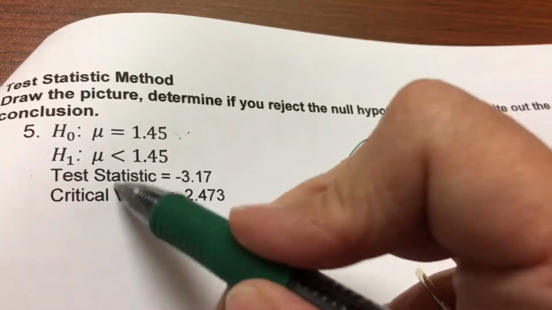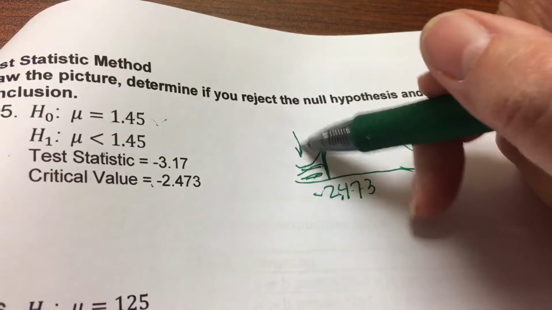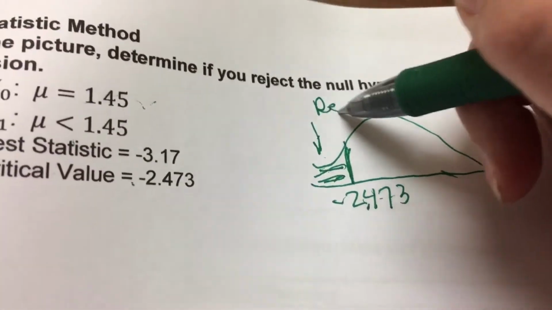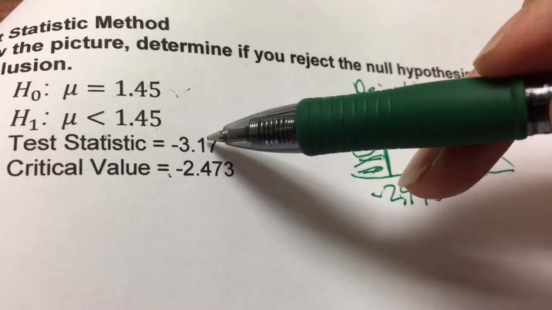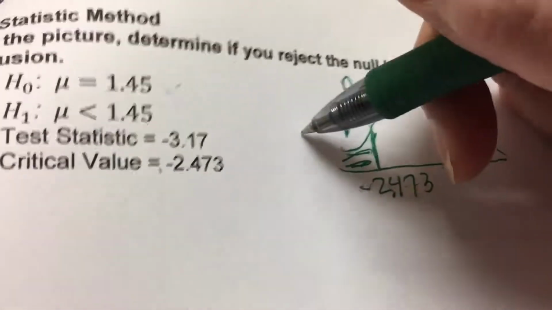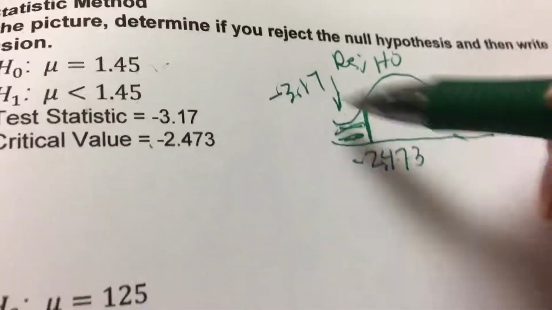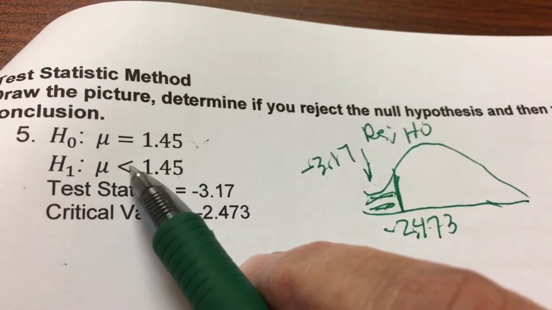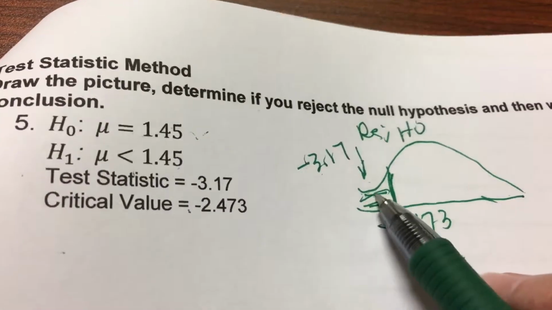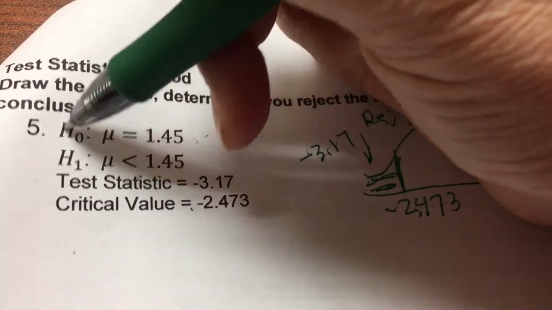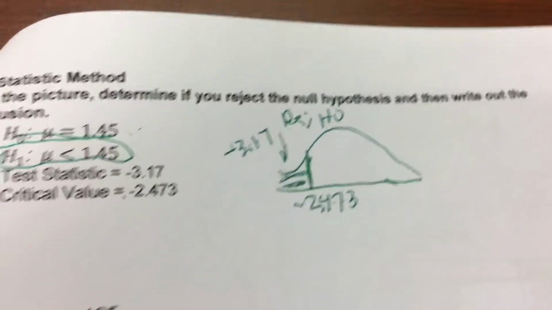Now what happens is I'm going to take my test statistic and place it on the number line. If it falls into the shaded region, we're going to reject the null. So if this test statistic, which is a negative 3.17, does fall into there, negative 3.17 falls into the shaded region, because I got the shaded region from this less than, which is the tail. If it falls in that shaded region, we reject the null. So we reject the null and we accept the alternative. There is enough evidence to support, so you're going to write out the claim.